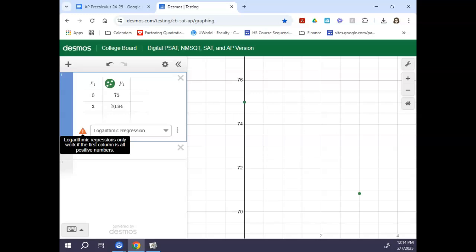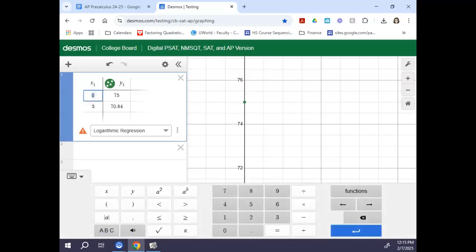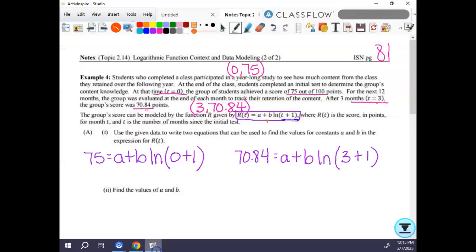So this says logarithmic regressions only work if the first column is all positive numbers. So remember, when we do it like this, using this nice little menu that they give us, the only thing it's going to give me for a logarithmic regression is a plus b times the natural log of x. And so it's trying to take the natural log of 0, which we know is undefined. That's why it's not working. It does not mean that I don't have an answer here, because on this equation, it's actually t plus 1. So when I put in 0, I get 0 plus 1, and then it'll work.